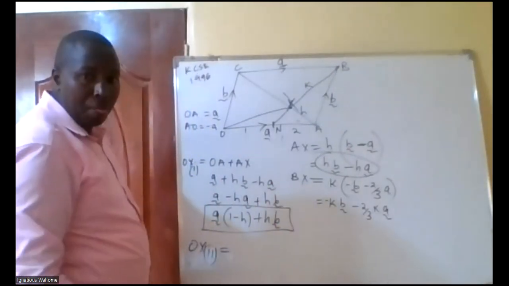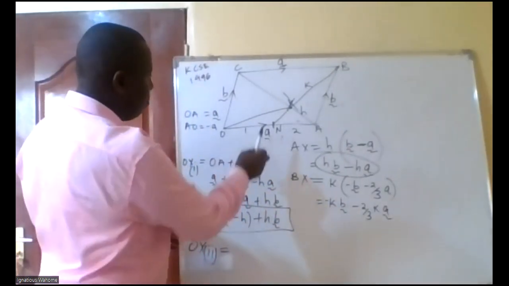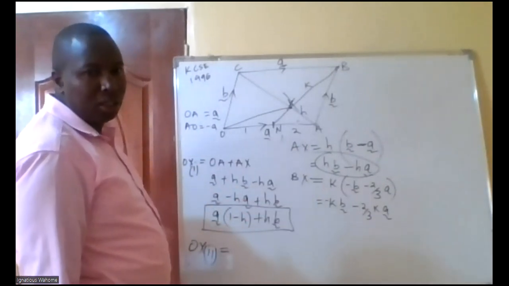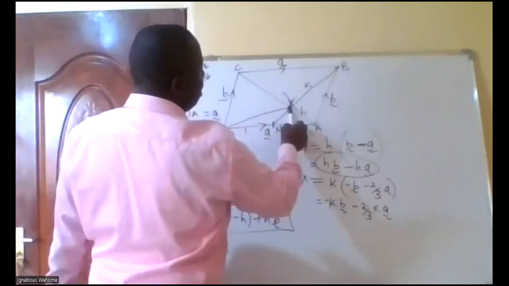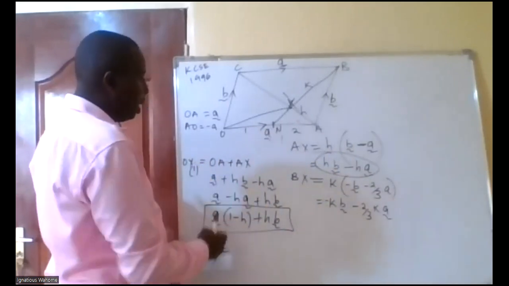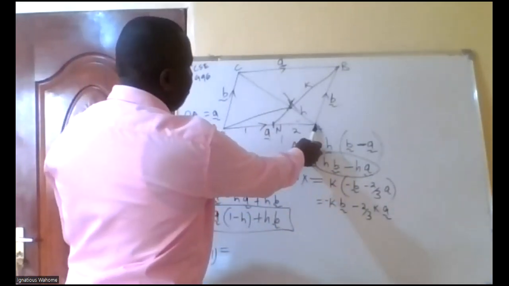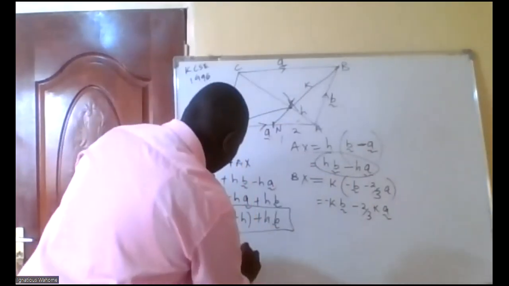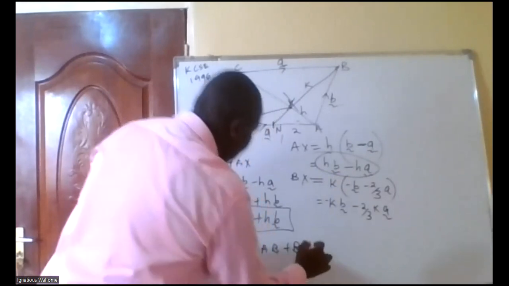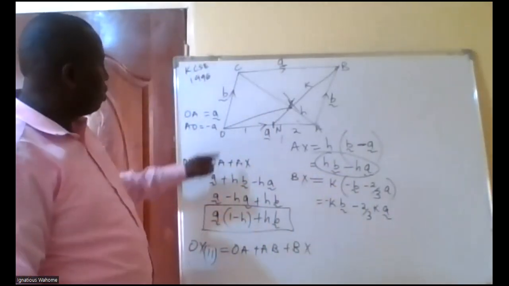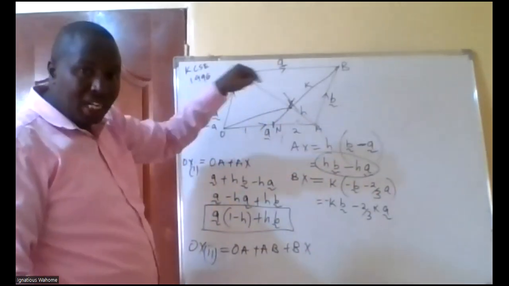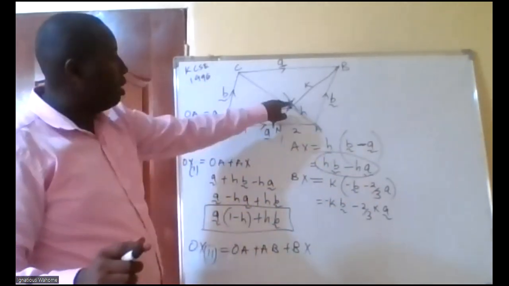So OX2 must pass through BX. When going to BX, you can use OA plus AB plus BX. You can use that route, or even use OC plus CB plus BX, provided you finish with BX. You end with X here.